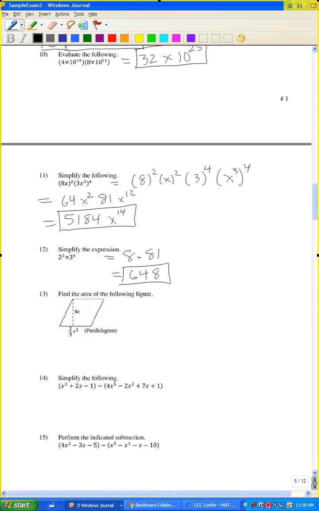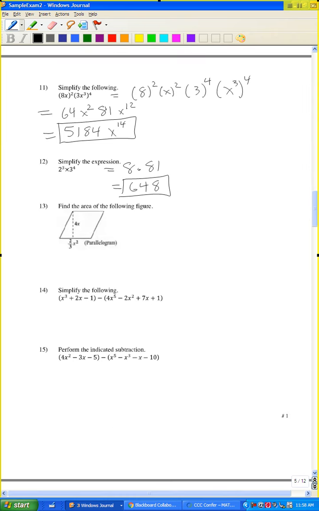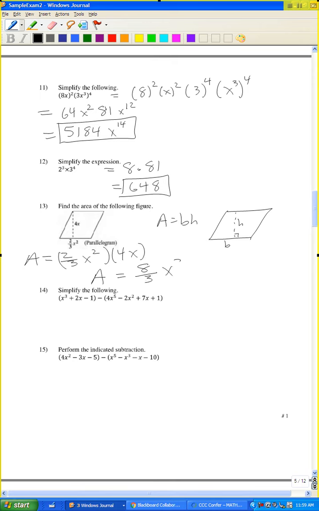13, find the area of the following figure. Note that the area of a parallelogram is base times height. And so the area is base times height. And so 4 times 2 is 8. 3 times 1 is 3. X squared times x is x cubed. And that is your answer. Let me do problem number 14.